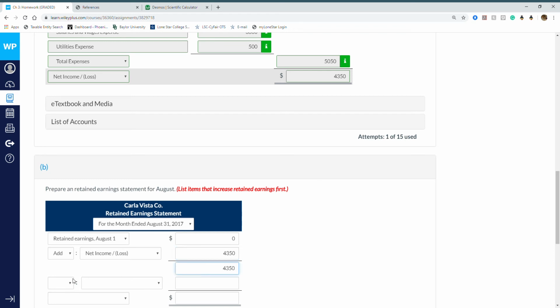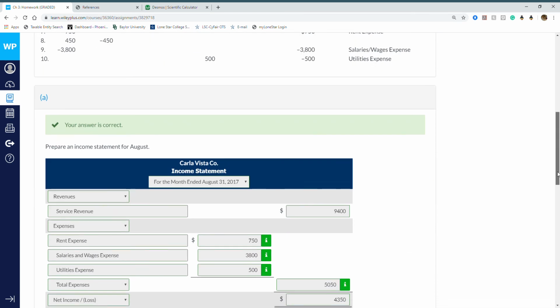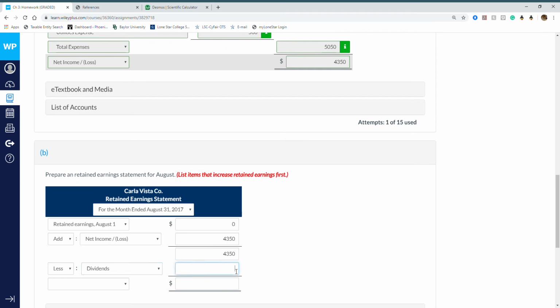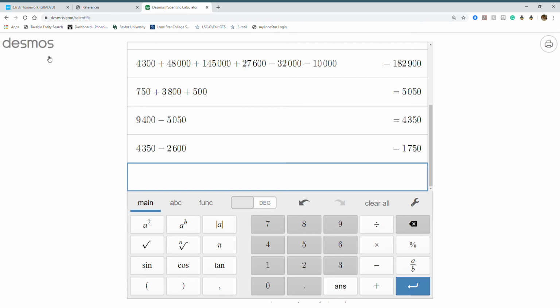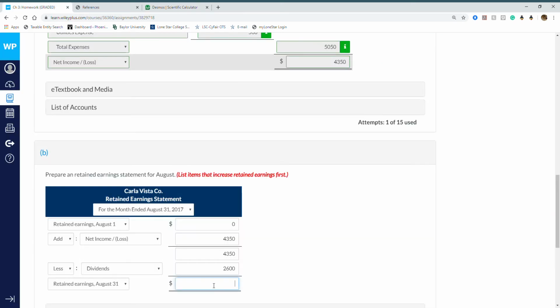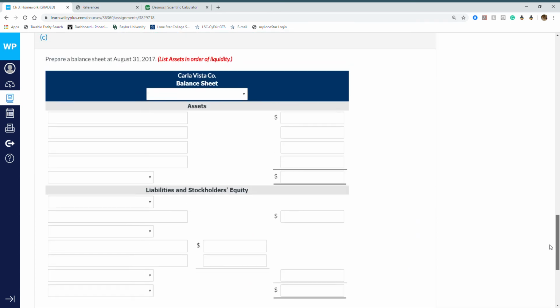So of course we're going to add again our net income of $4,350 less dividends. I don't think they even issued them. No, they did. $2,600. Wow. First month and already issuing out dividends. Way to go for them. So retained earnings at the end of the month. We take the $4,350 minus $2,600. We're at $1,750. Okay. Again, wants us to submit. We're good, and that means the last part is our balance sheet.